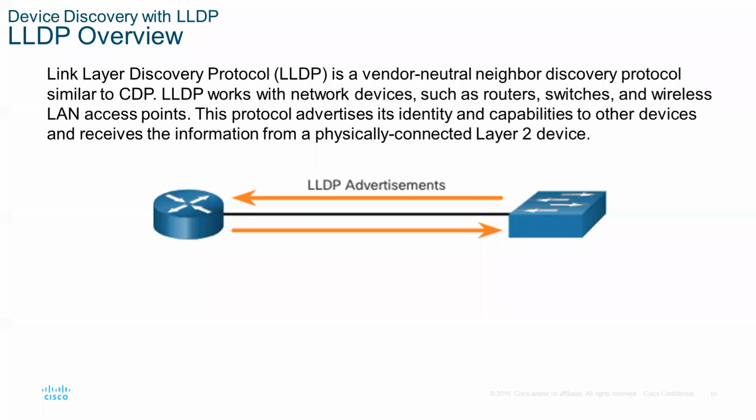Next is the Link Layer Discovery Protocol. This is a vendor neutral, in other words, industry standard way of building that topology map. These two protocols are what you use to map your topology if your predecessor didn't do any documentation. So this is how you discover what is in your network when there's no documentation, by using these two protocols.